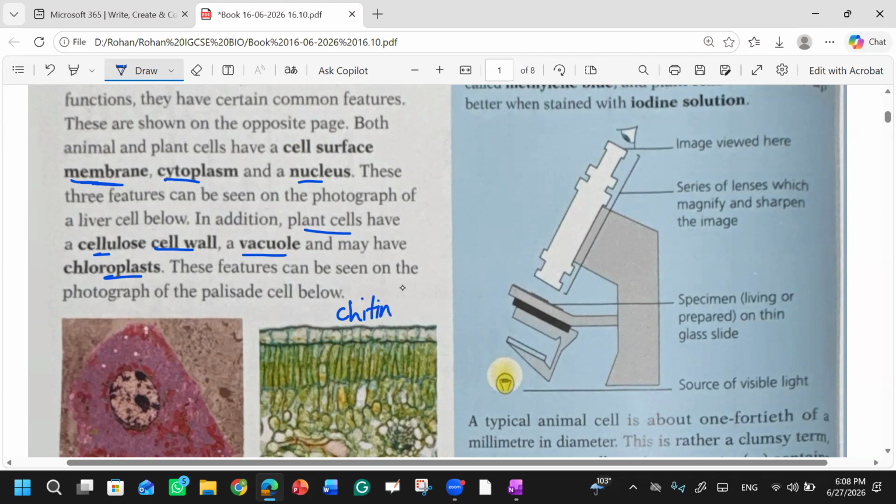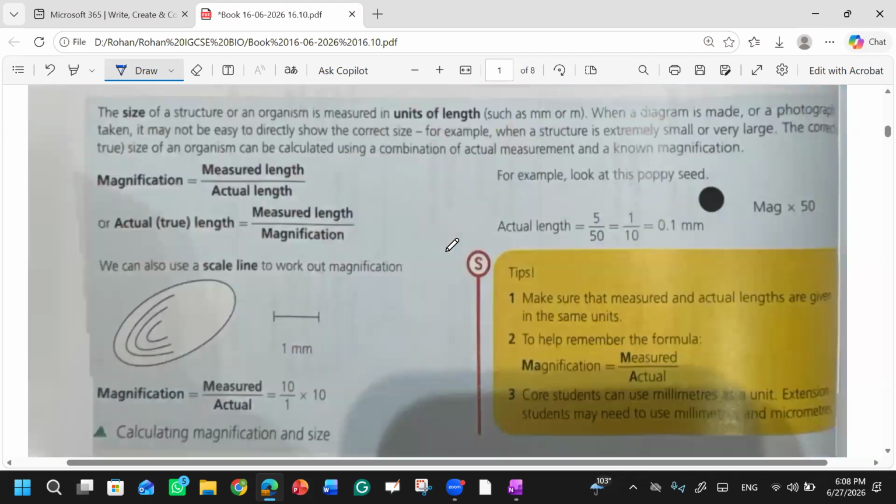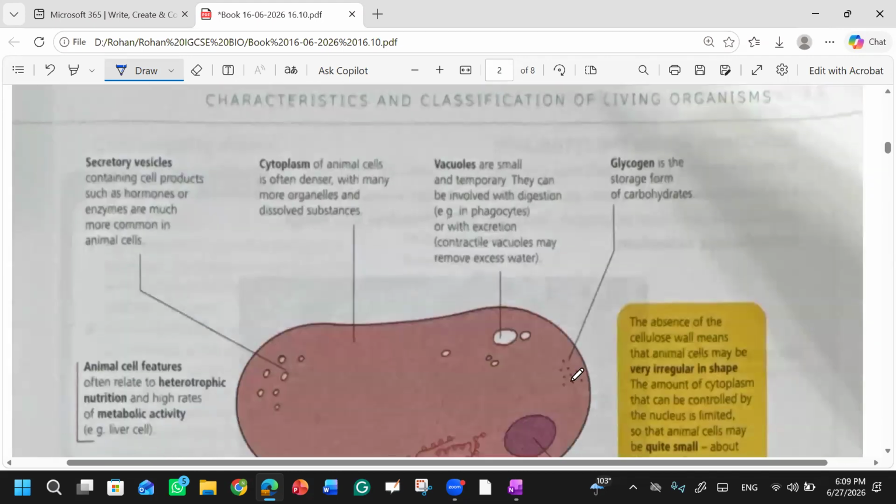Okay, now we discussed magnification. I hope you are clear what is actual length, what is measured length, what is magnification, and how we calculate magnification. This is important. Are you clear with this? Yes. And this is the formula which you can easily memorize. Magnification means M. First M is measured length, then A is actual length. Measured length and the actual length. Then we discussed different organelles.